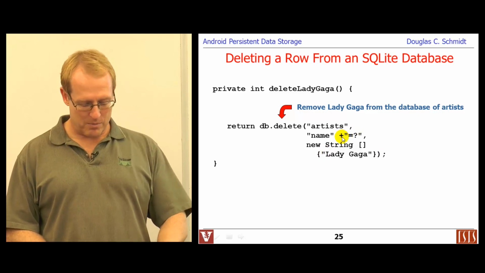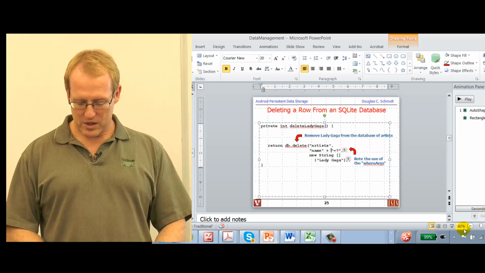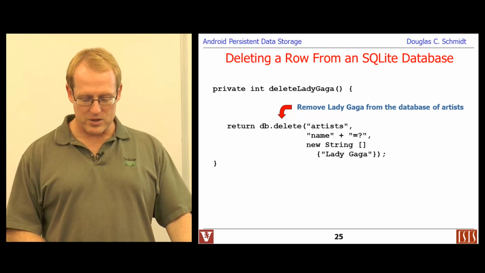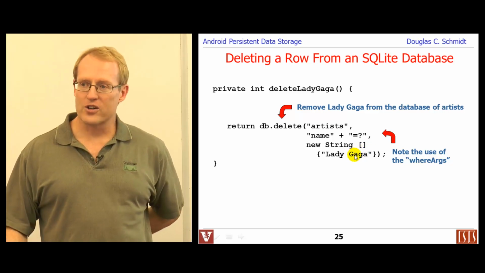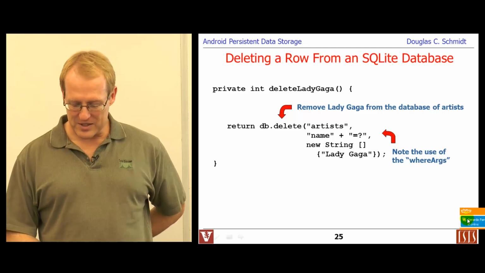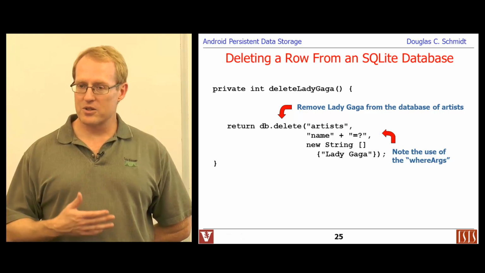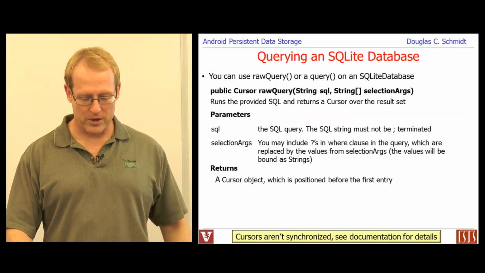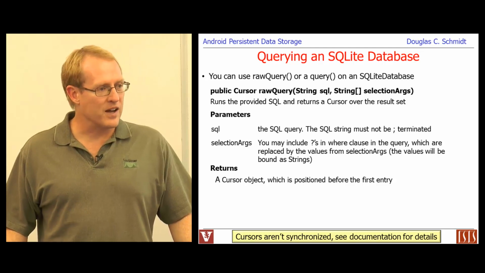So you can see here we're going to basically append to the name equals question mark. And question mark is essentially a placeholder, and that gets replaced with whatever we pass in here. So in this particular case, we're going to pass in Lady Gaga, and this is basically the use of the where args. So we can come along and delete these kinds of things. After that operation runs, Lady Gaga is no longer a row in the database, and that entry is now available to store something else when it's appropriate. So that's basically how you put stuff into a table, how you take stuff out of the table.